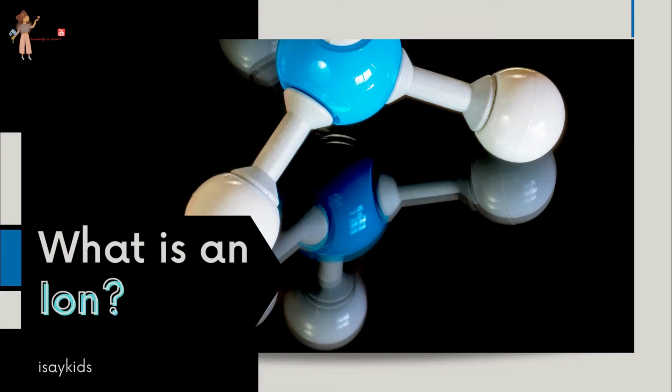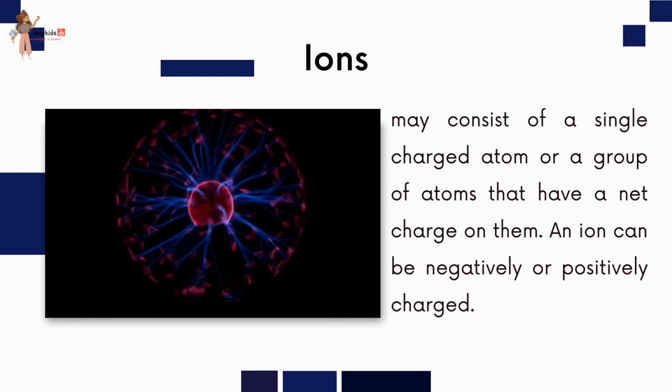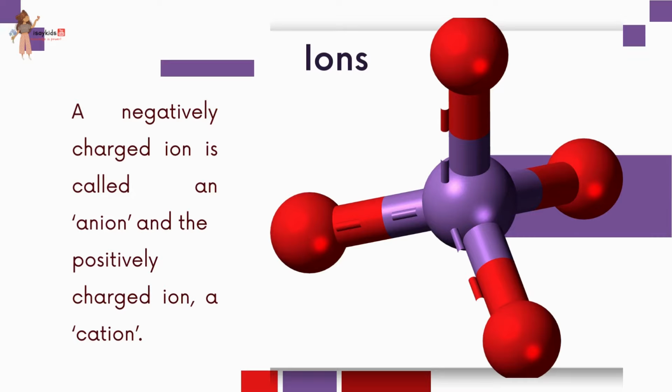What is an ion? Compounds composed of metals and nonmetals contain charged species. The charged species are known as ions. Ions may consist of a single charged atom or a group of atoms that have a net charge on them. An ion can be negatively or positively charged. A negatively charged ion is called anion, and a positively charged ion is called cation.